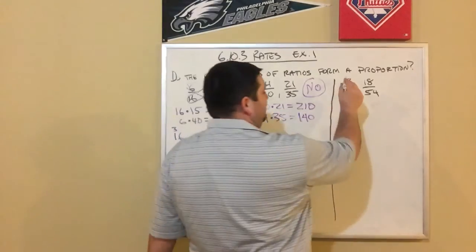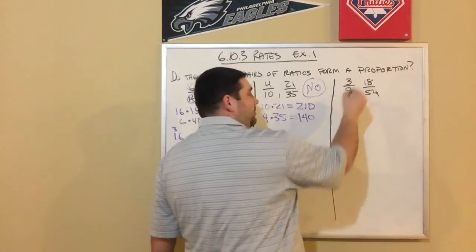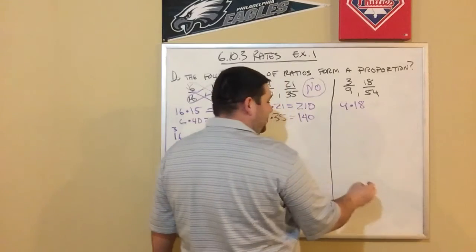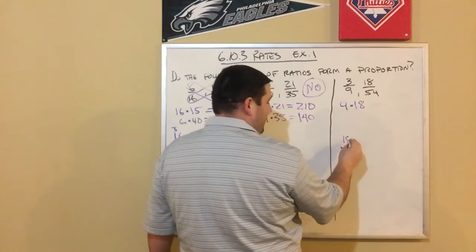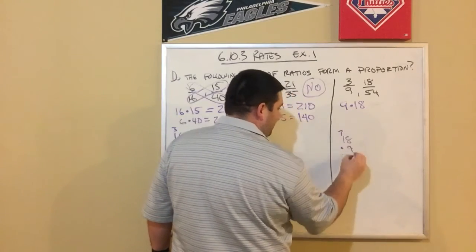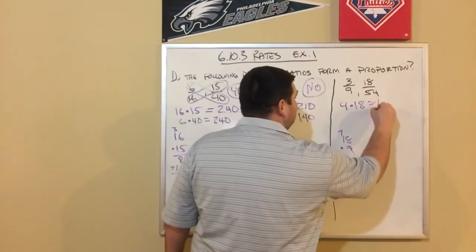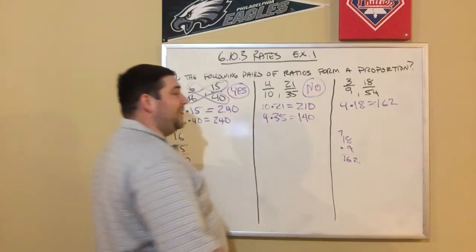So let's look at our third one, 3 ninths and 18 54ths. So I'll start with my first diagonal there, 9 times 18. If I come off to the side and do that multiplication, 9 times 8 is 72, carry my 7. 9 times 1 is 9, plus 7 is 16. So that's 162. So now I'm going to do my other diagonal.